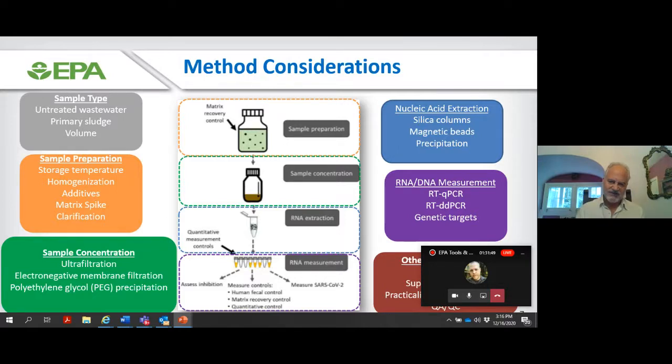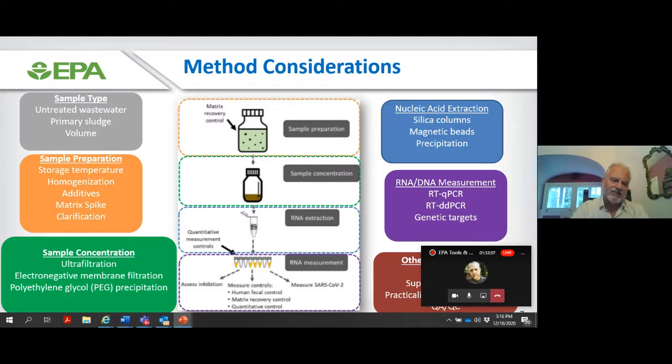Now, that said, there are a lot of applications where you're trying to sample not at the treatment plant, but more upstream in the sewer network. And in that case, you may not have a composite sample. You may do a grab sample. You may do some compositing, but not over the 24 hours. So there's some of the issues there.